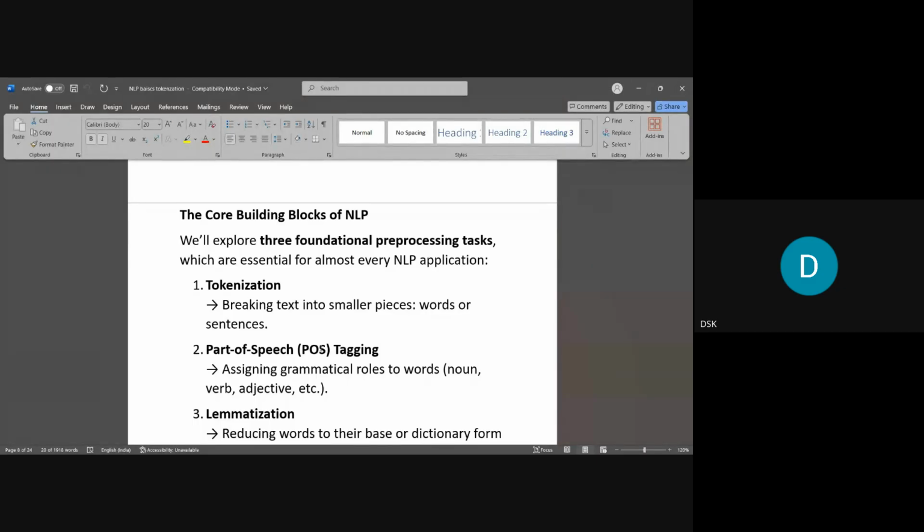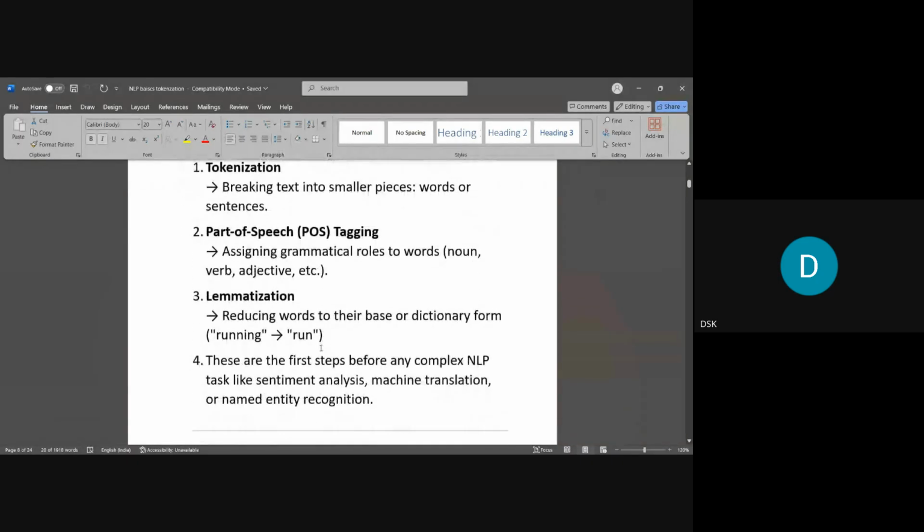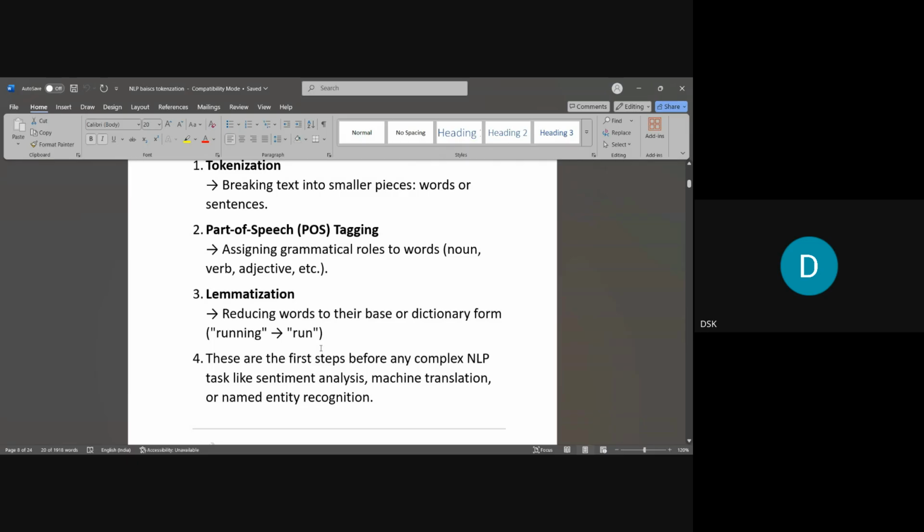Basically, it is breaking the text into smaller pieces, that would be words or sentences. This is just a quick overview of the three foundational pre-processing tasks. Then we will go in depth moving forward. Second is part of speech, that is POS tagging. Basically it is assigning grammatical roles to words, like noun, verb, adjective, etc. Third comes lemmatization. It means reducing words to their base or dictionary form. For example, running is reduced to run.